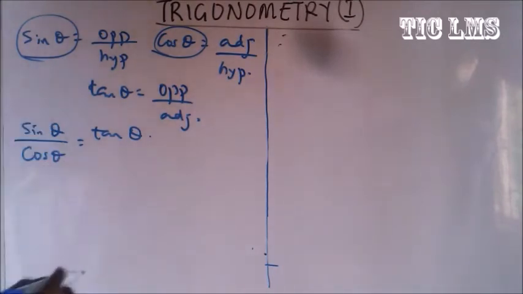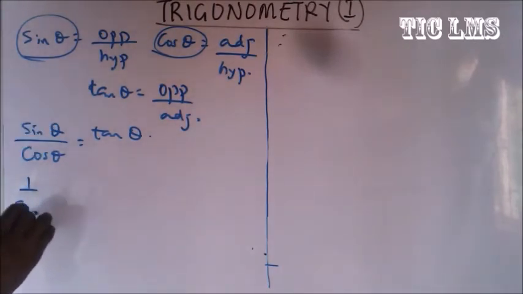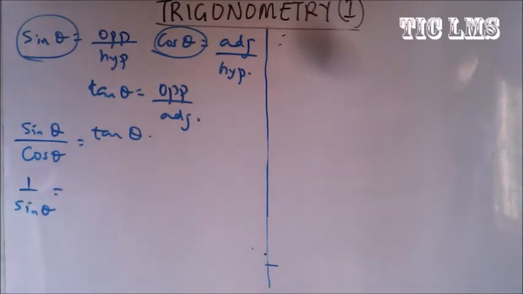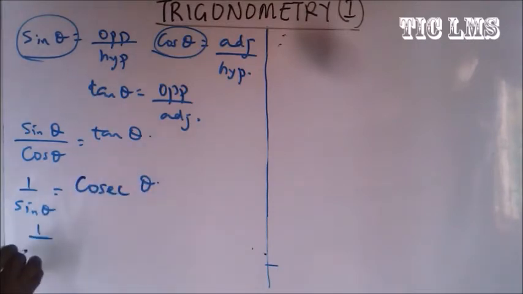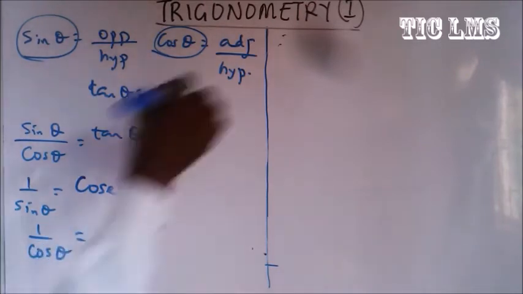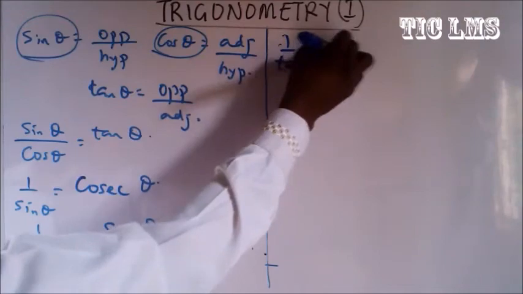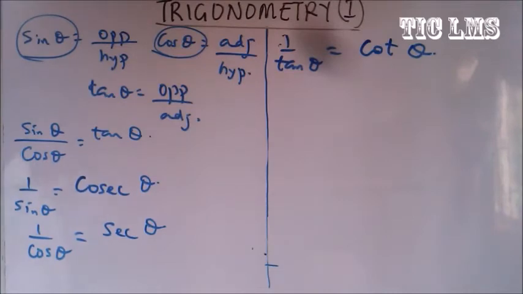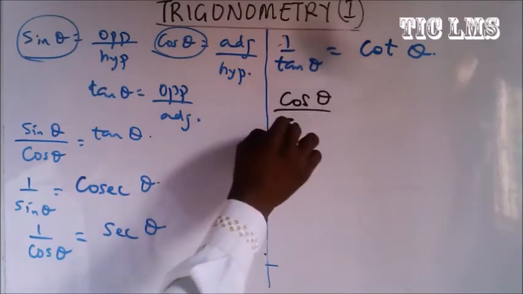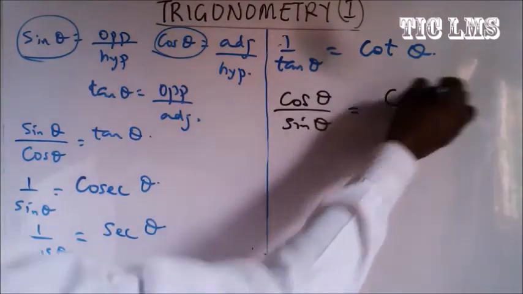Next, we have that 1 over sine theta, which is the inverse of sine, equals cosec theta. And then we have that 1 over cos theta equals sec theta. We have that 1 over tan theta equals cot theta. All these are short forms. Cot here means cotangent. Sec here means secant. And then cosecant. And next, we have that cos theta over sine theta equals cot theta.